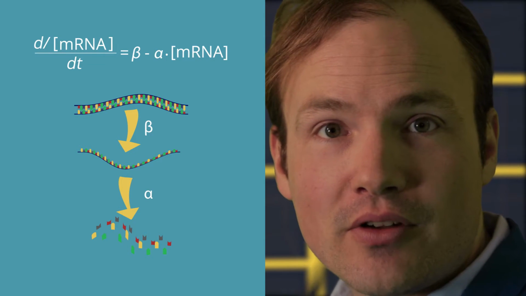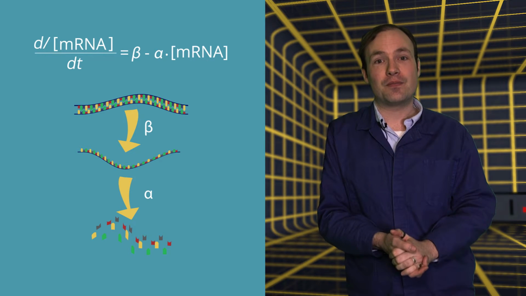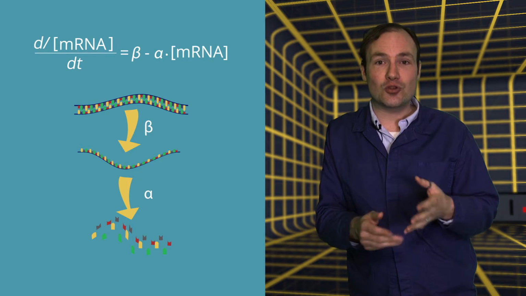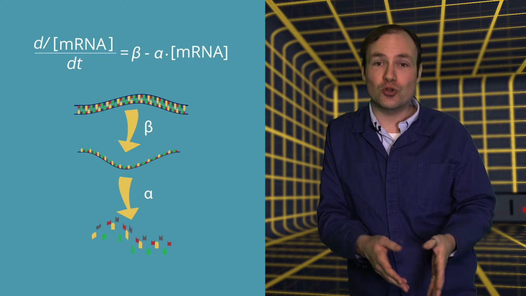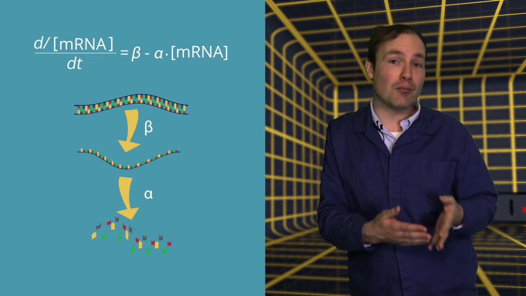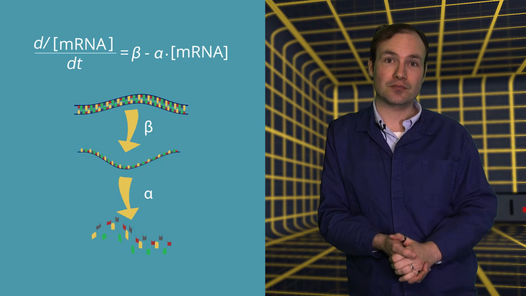Now, you might ask yourself, why do I have to multiply by the mRNA concentration? Why can't I just use a constant term like we did for beta? Well, there's a few ways that you might think about it. The first way is to imagine that each individual mRNA molecule has the same chance to degrade over time. So the more mRNA molecules we have, the more of them will degrade.